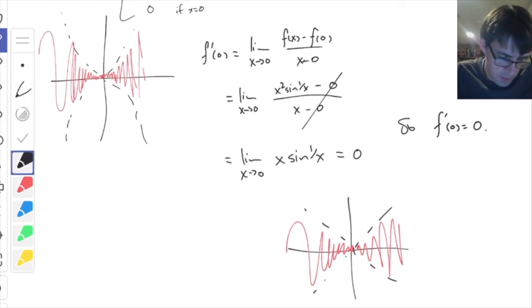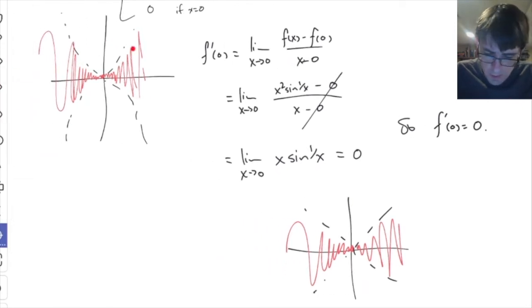The difference between this picture here and this picture here: this one is not differentiable at the origin, but this one is differentiable at the origin, and its derivative is 0. Strange but true.